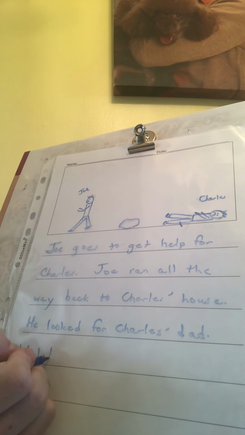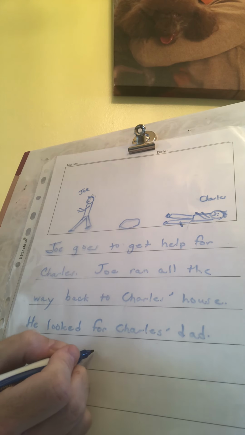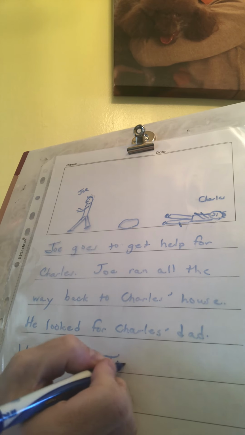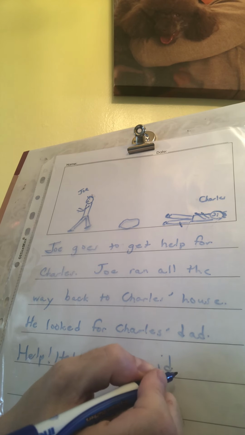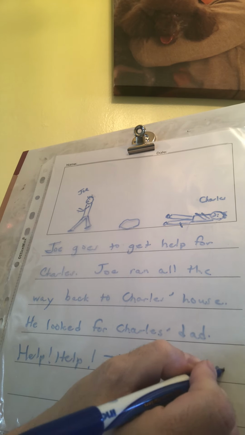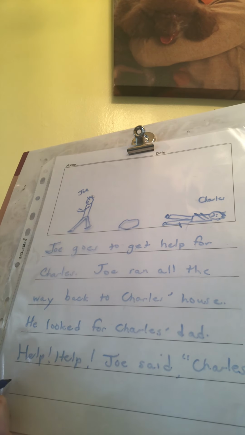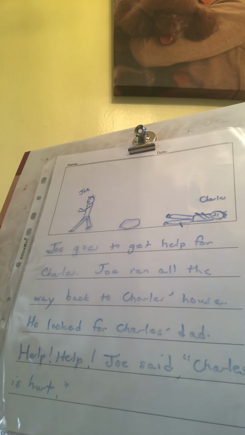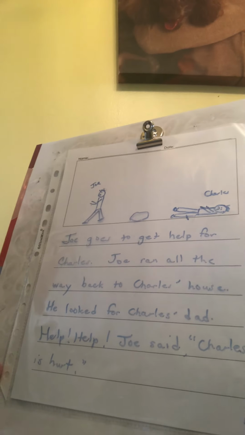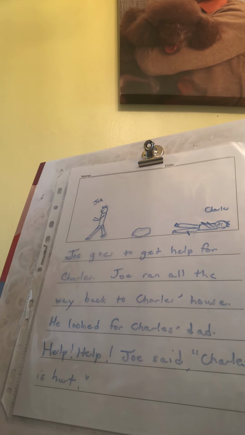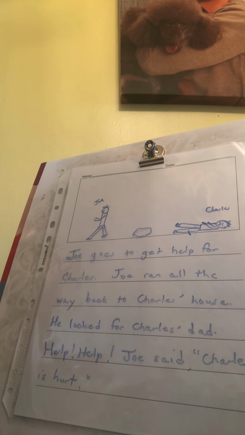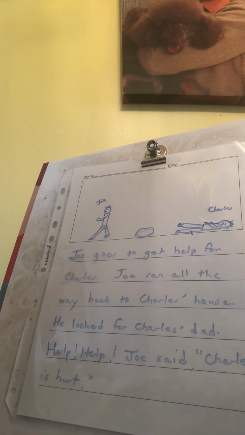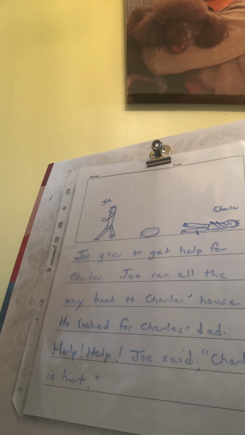"Help! Help!" Joe said. "Charles is hurt." Let's see what we have here. Joe goes to get help for Charles. Joe ran all the way back to Charles's house. He looked for Charles's dad. "Help, help," Joe said. "Charles is hurt."